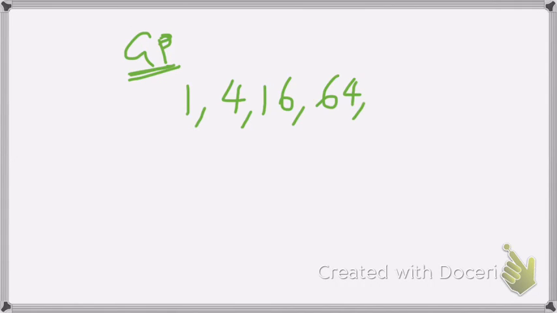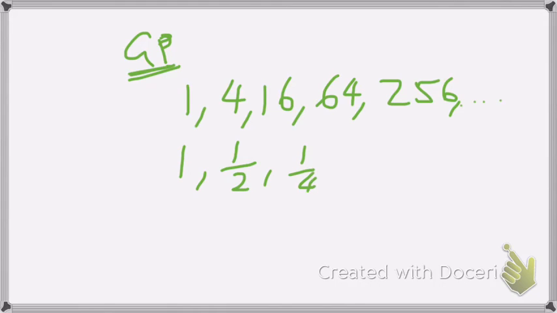We also later will have geometric progressions. A geometric progression, which I'll just call GP for now, would be something like 1, 4, 16, 64, 256, and so on, where I'm multiplying by 4 every time. Or you might have 1, 1/2, 1/4, where I'm multiplying by 1/2 every time. And there's a bunch of other types that I can do.